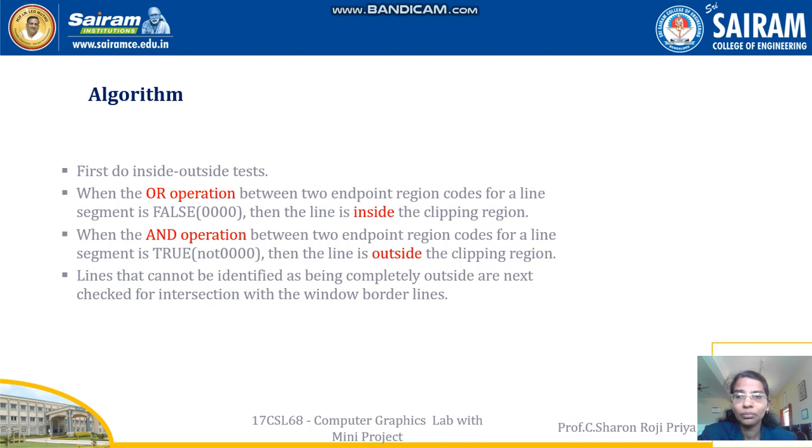The third case is lines that cannot be identified as being completely outside or not. That is, one endpoint of a line will be inside your clipping region and the other endpoint is outside, or both the endpoints will be outside, but the line will be intersecting with the clipping window boundaries. In that case, I have to find the intersecting point, right, and I should clip off the portion that is outside my clipping region. So these I'll be doing in my code.